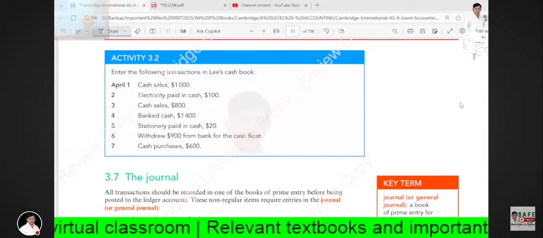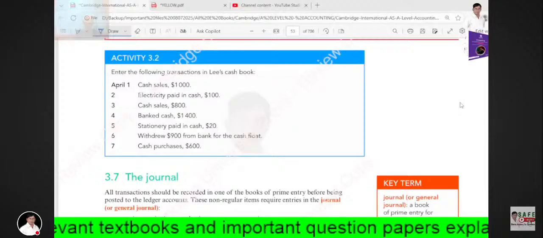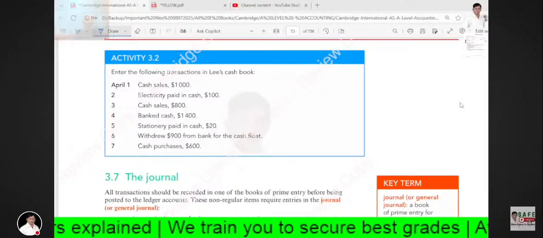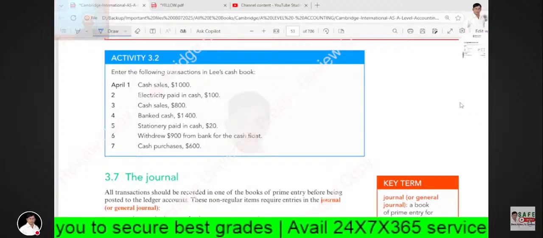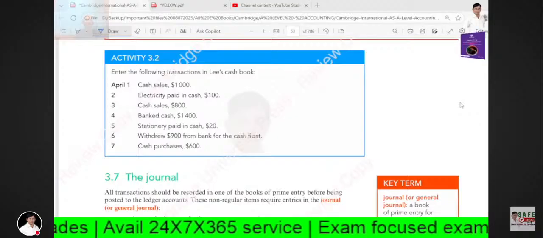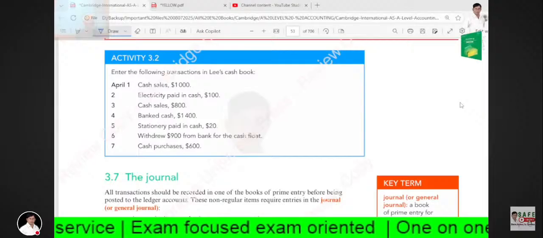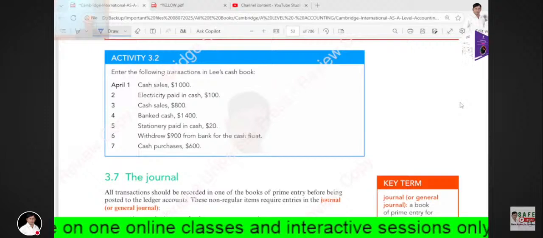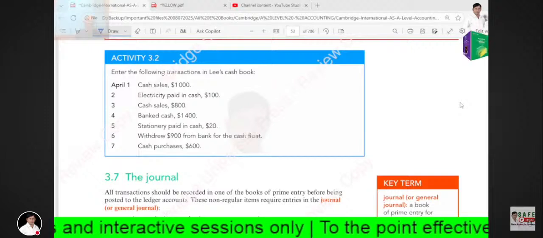So today we'll discuss exercise activity 3.2. Enter the following transactions in the books of English cash book. We'll learn how to prepare a cash book. I think you might have understood this. This is a very easy topic, but some students may be a bit confused.